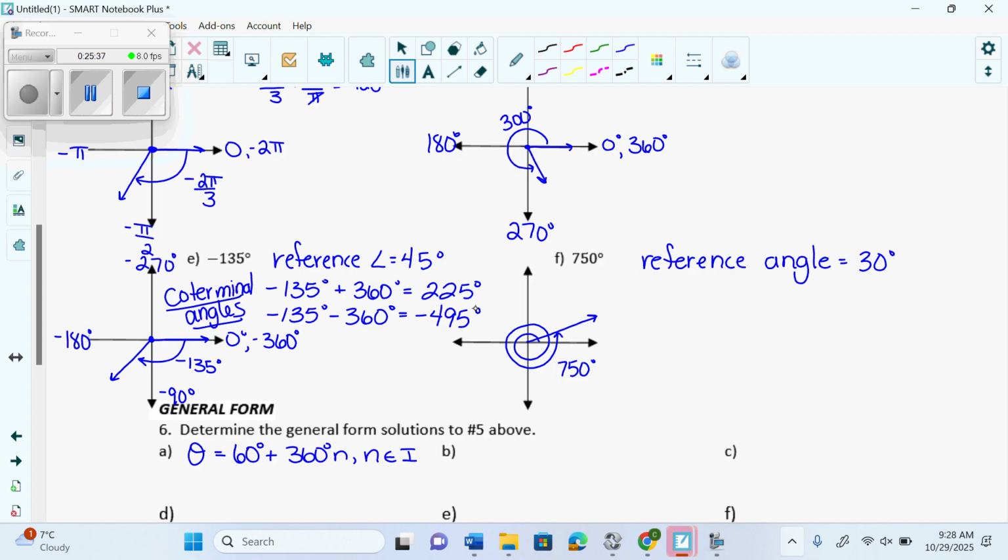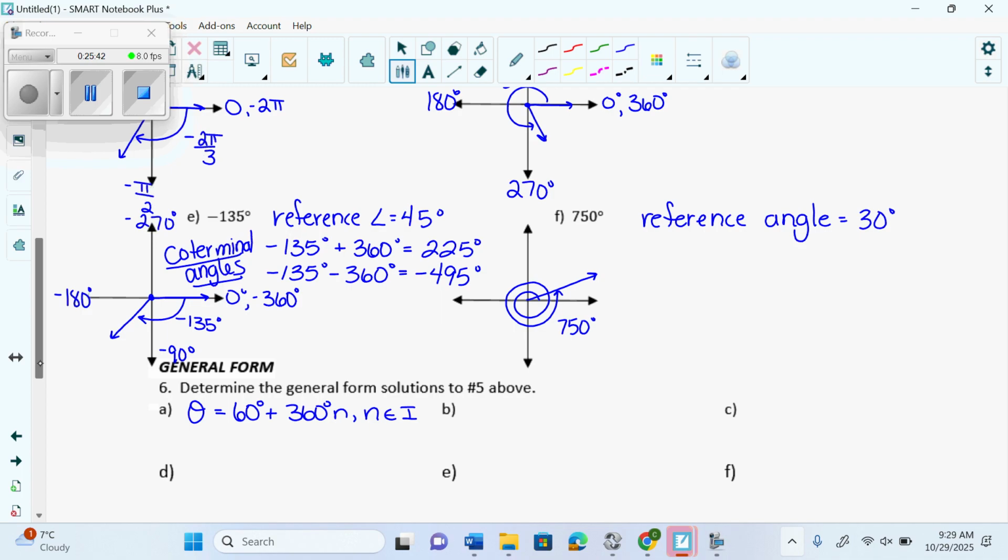Ready? So that's E. What do I use for my first angle? Negative 135. We discussed this. Would I use negative 135 in my general form? No, I have to use my principal angle, my first positive angle between 0 and 360. So I can't use negative 135. What would I have to use? 225. This one. Plus 360 degrees N, N is an element of the integers.